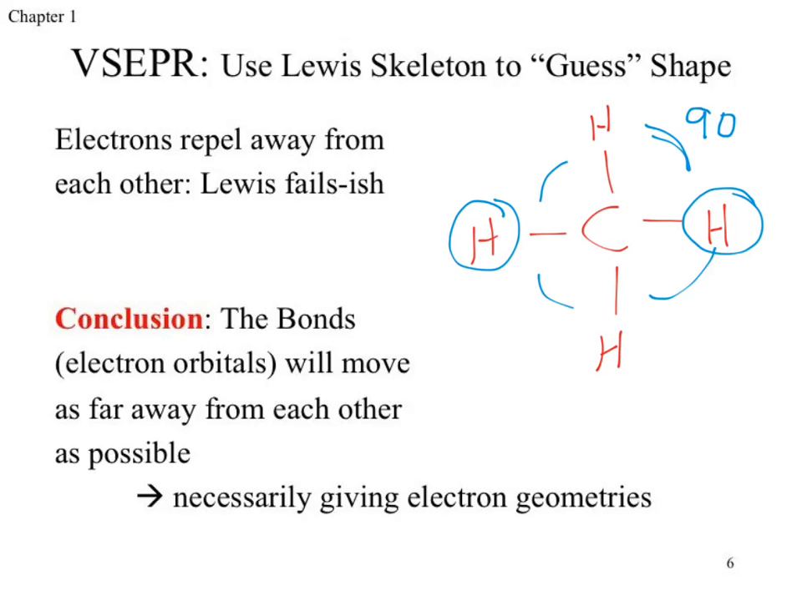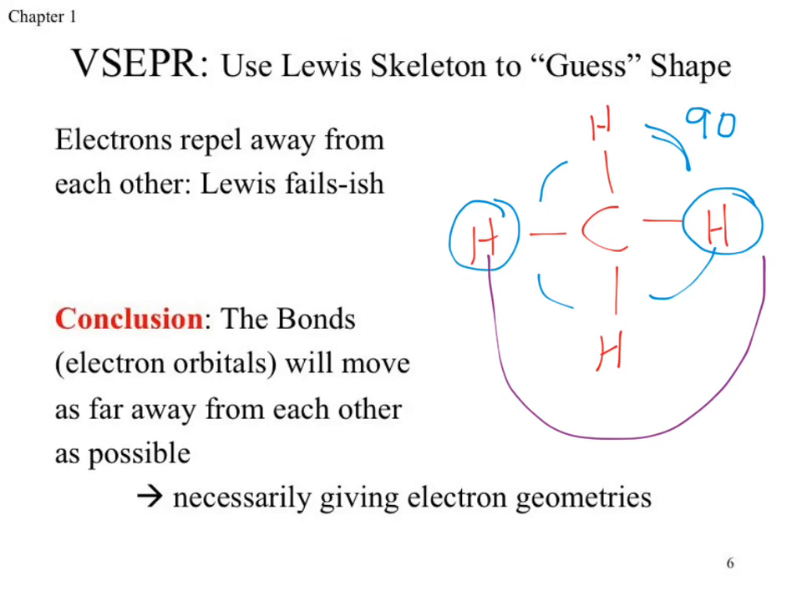What's the bond angle between these 2 hydrogens? 180. Are all of these equally spaced? No. Okay. Lewis theory does not actually reflect a 3-dimensional structure. What is the proper bond angle? 109.5. We end up with the tetrahedral shape.